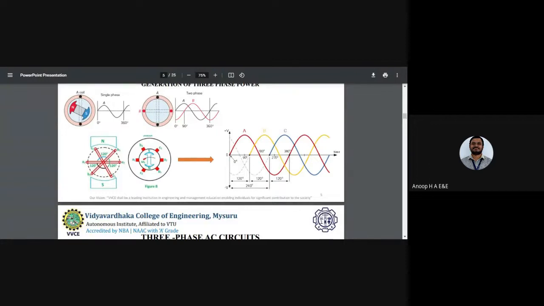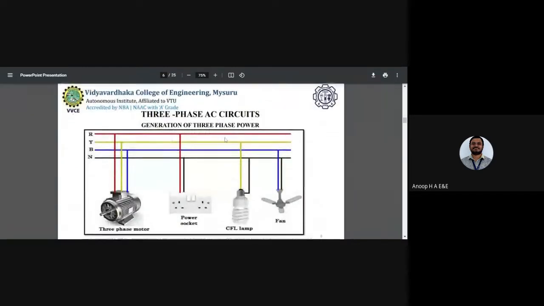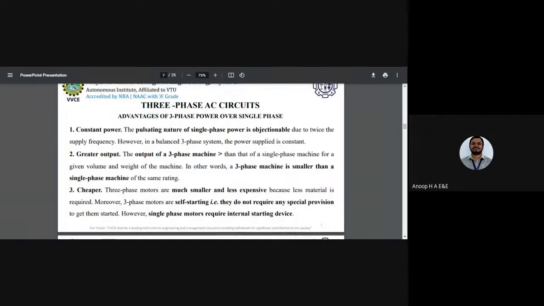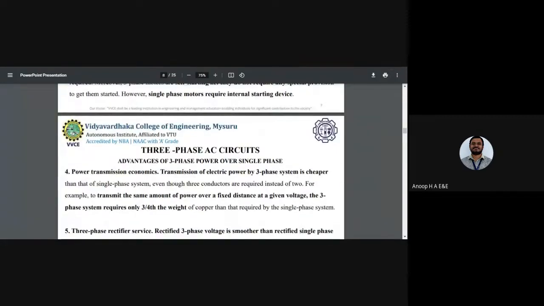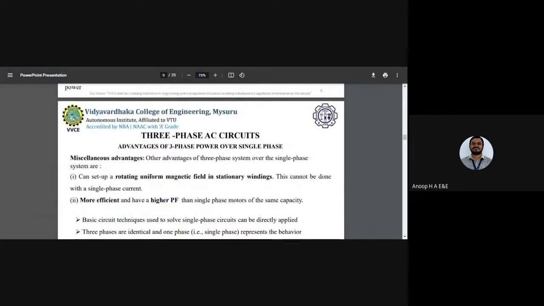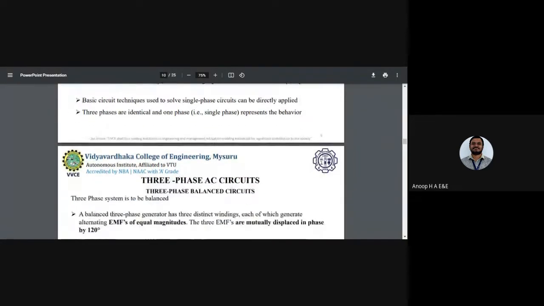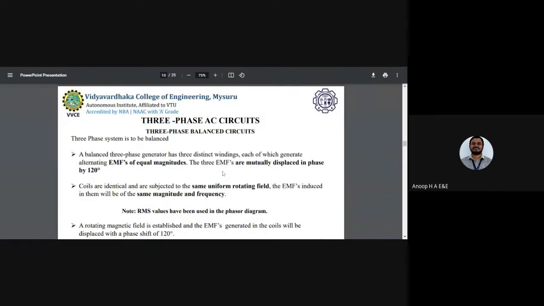Similarly, we are going to make use of certain connections in three-phase circuits. As you can see, this is where you can connect a three-phase motor, or a power socket. You can make use of any one line and a neutral connection. The neutral connection is always black, and you can connect a single phase supply here. The advantages of three-phase power: constant power, greater output, it is cheaper, power transmission economics, rectification circuits, and efficiency with respect to higher power factor. All these things will be there in three-phase AC circuits.